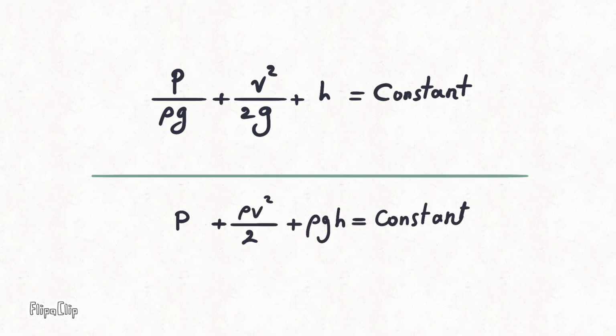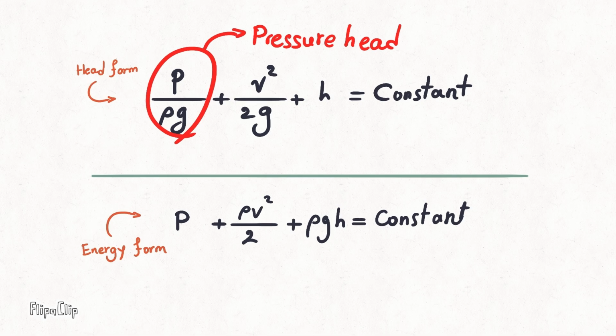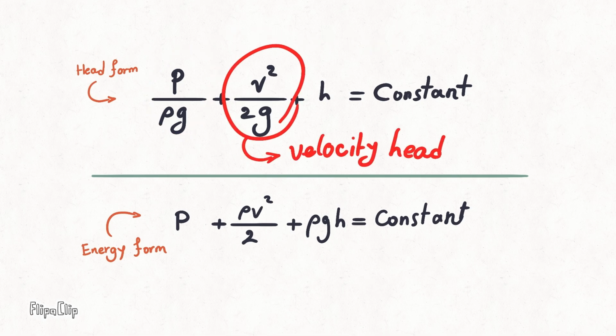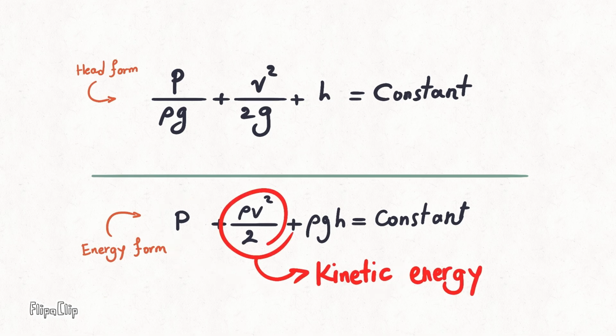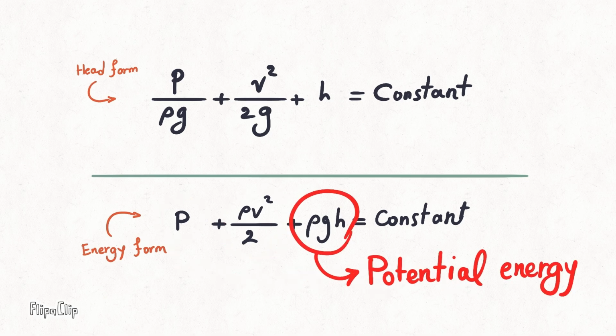Now, Bernoulli's equation can be shown in different ways, like the head form or the energy form. In head form, each term represents the pressure head, velocity head, and elevation head. Similarly, for energy form, we can say the sum of the pressure energy, kinetic energy, and potential energy is constant between 2 points.